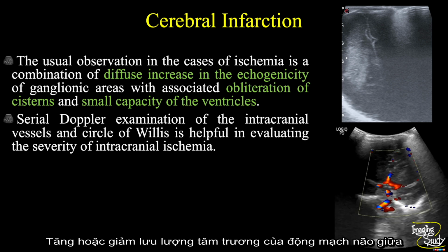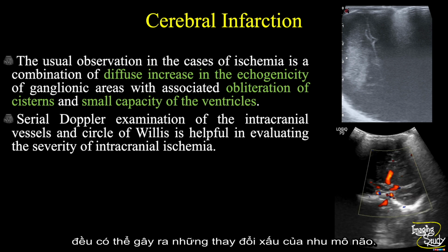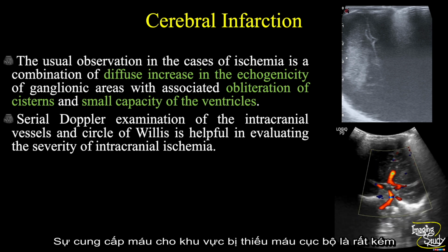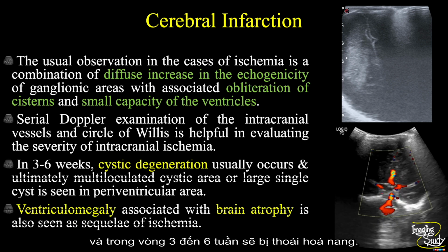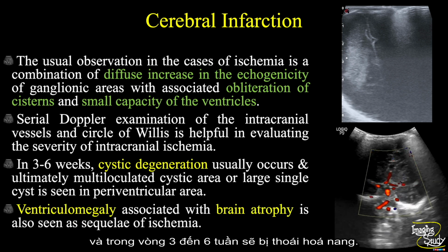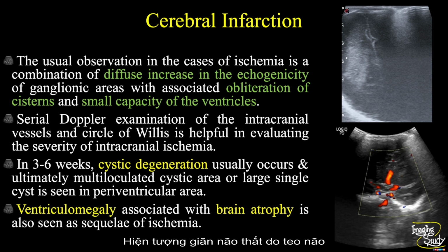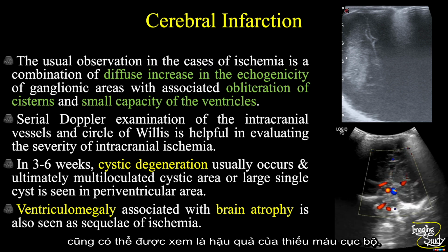Both the increase in diastolic flow and decrease in diastolic flow of the middle cerebral artery may indicate poor changes of brain parenchyma. The area of ischemia will have a very poor blood supply. As a complication, within 3 to 6 weeks, there will be cystic degeneration. Ventriculomegaly associated with brain atrophy can also be seen as a sequela of ischemia.